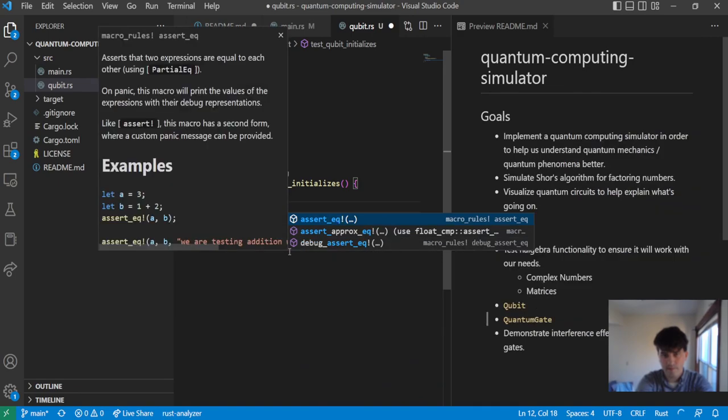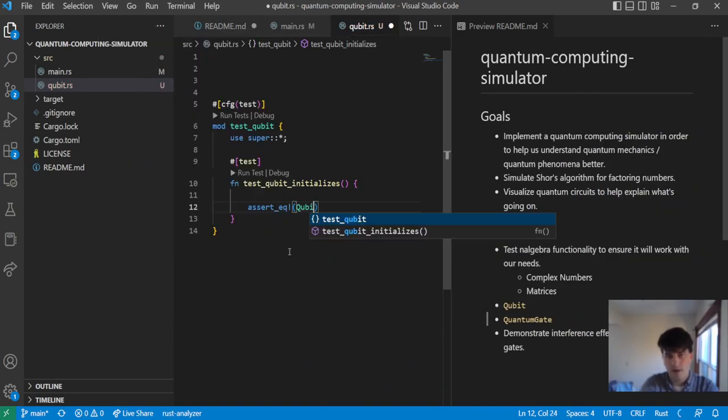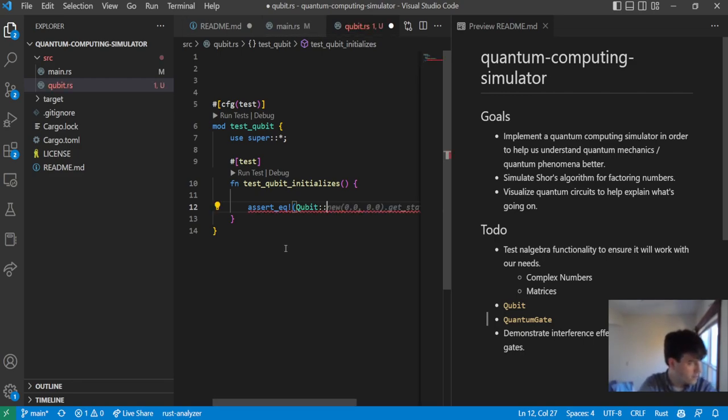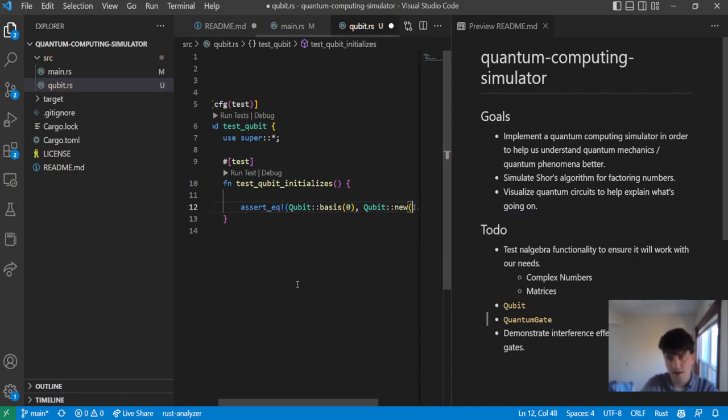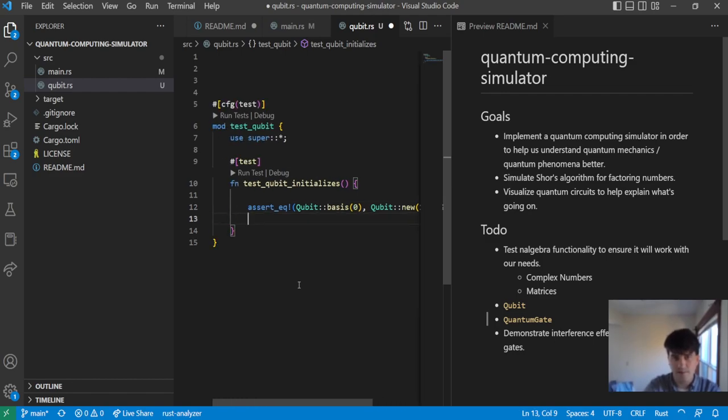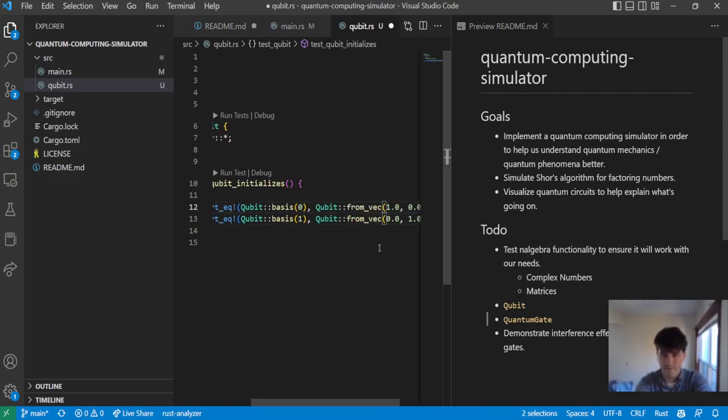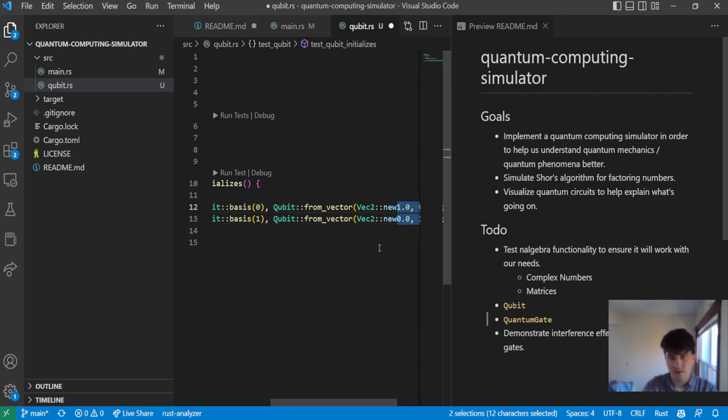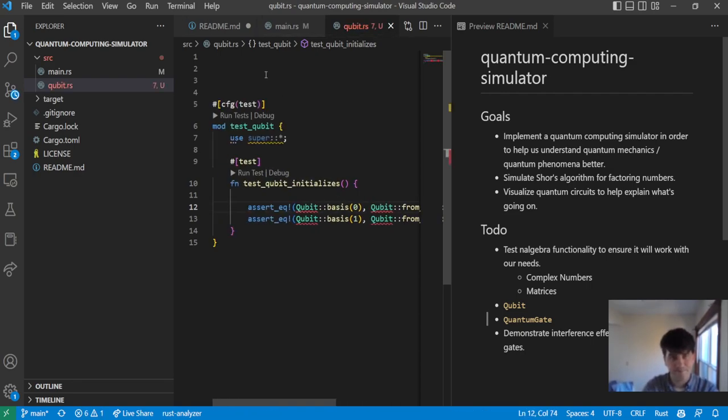So we can have qubit, and we're going to call this basis zero, which is going to be the same thing as 1, 0. I'll explain what this means in a moment. Basis 1 is going to be 0, 1. And let's make these from vector. I think we're going to want these to be actual vectors, because it'll help us.